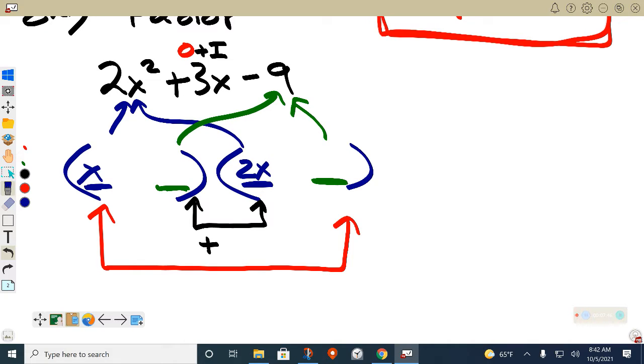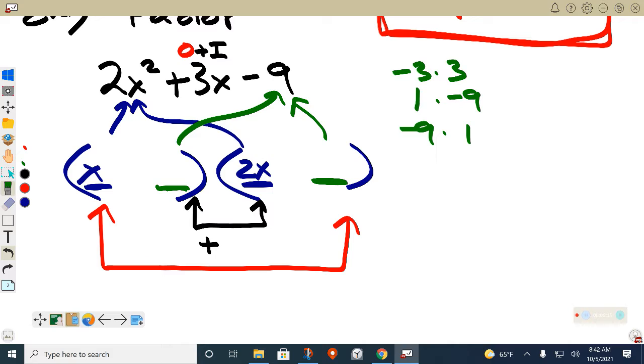Now I need to figure out some numbers that multiply to become negative 9. Use green, stay consistent. So factors of negative 9 would be, let's say, 3 and positive 3, or 1 and negative 9, or negative 9 times 1, right? Those are different possibilities I can start using, because I need to put two numbers in this slot to become negative 9.